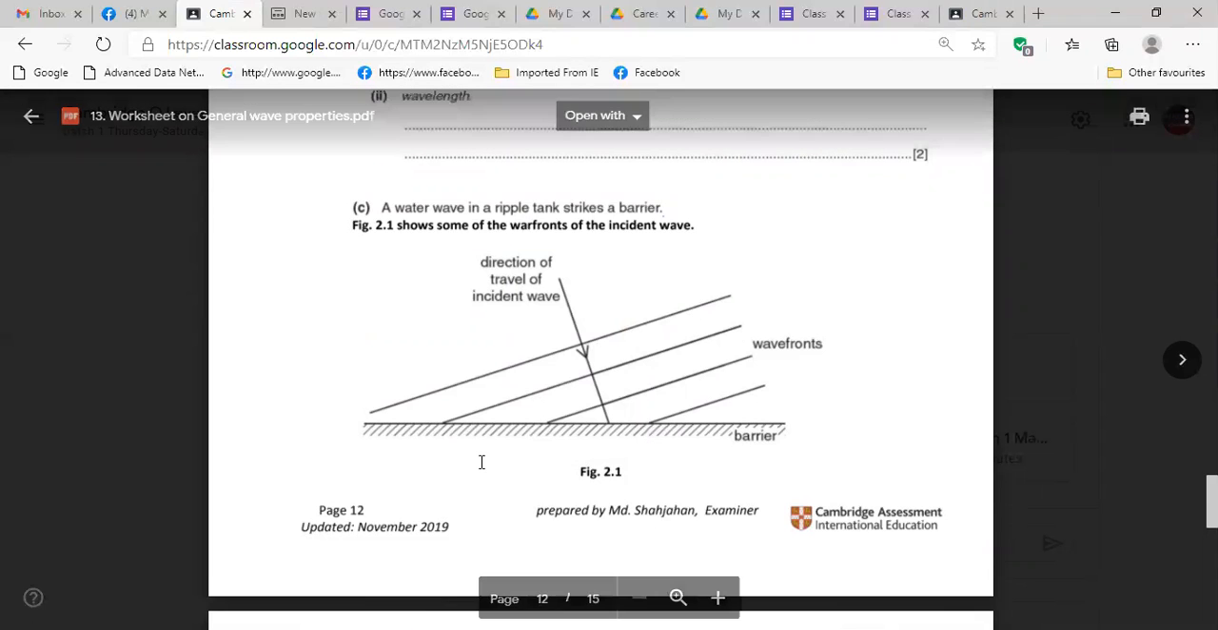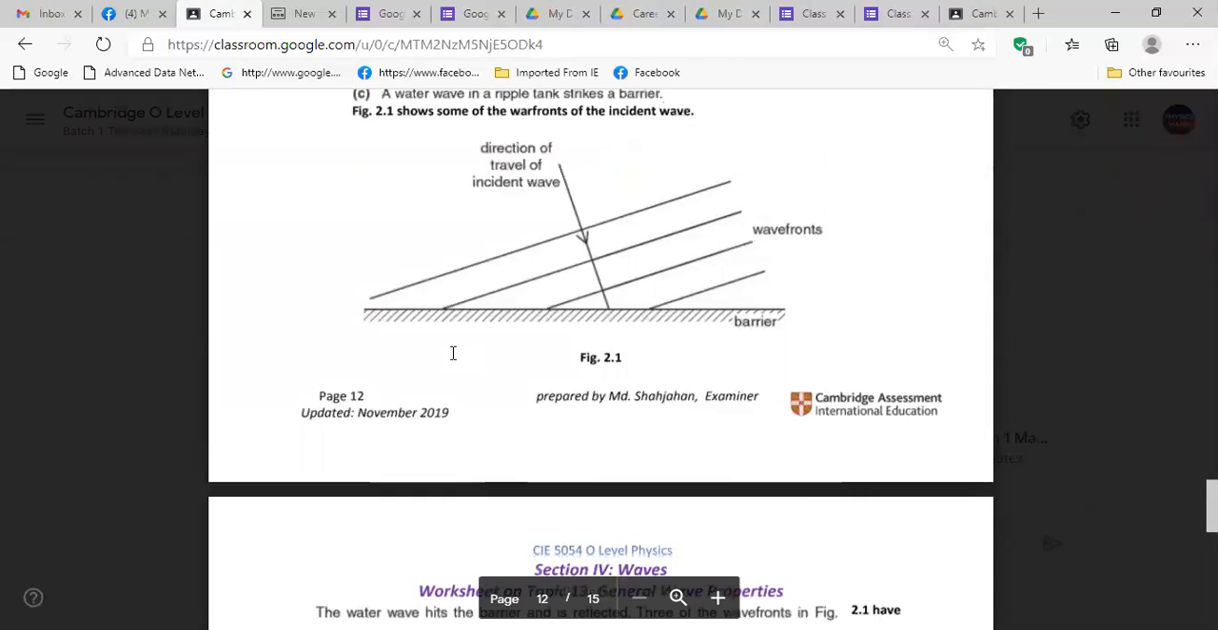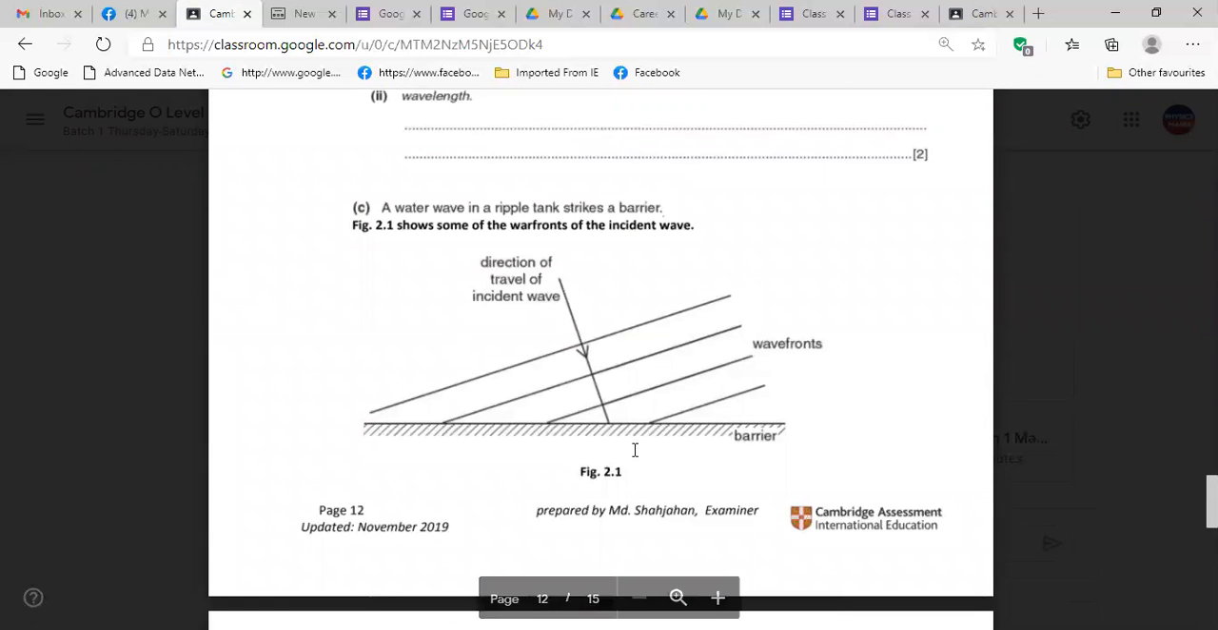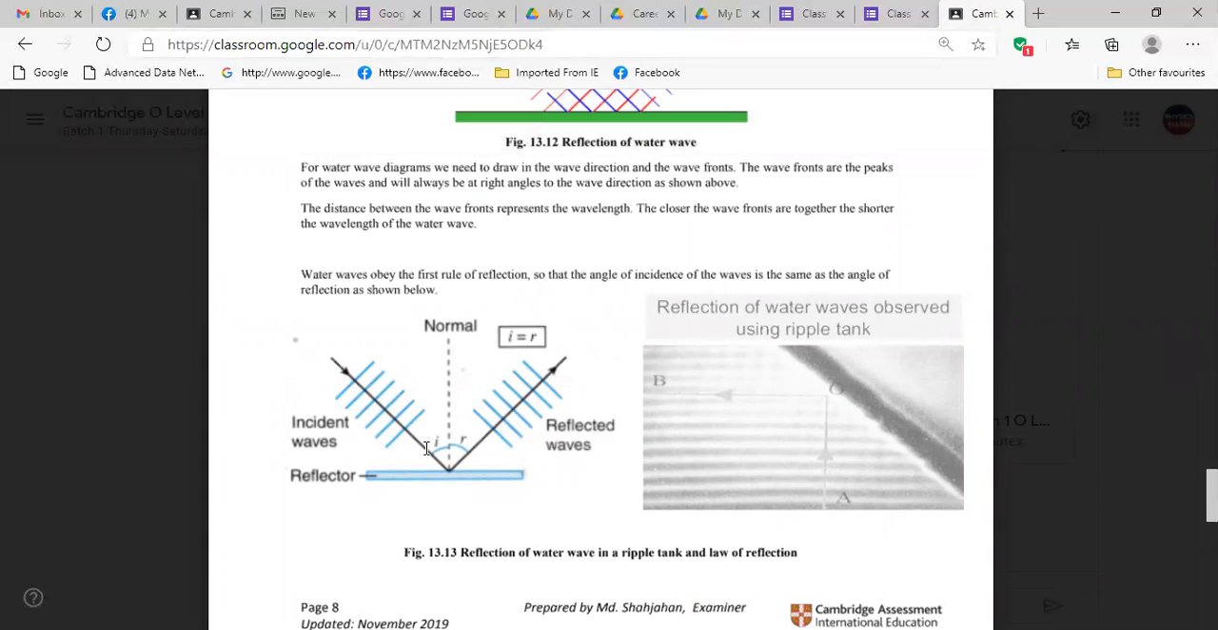Now we have to draw reflected waves. They said to draw the reflected parts of these three wavefronts. These wavefronts are from the incident wave. For the reflected part, you should first draw the normal. After drawing the normal, you take how much angle is created. It is I. And you should draw the reflected wave direction with an arrow first, maintaining the angle that is R. I equals R.